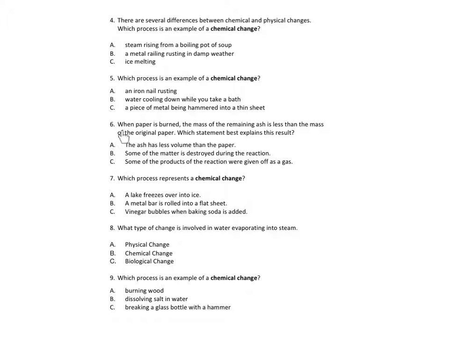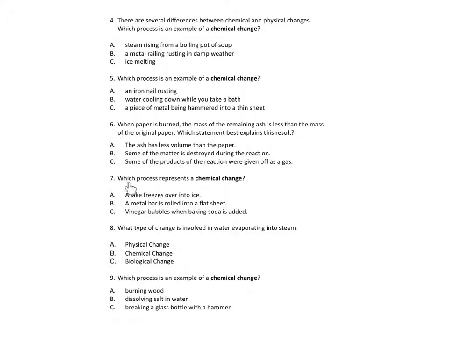Number 6. When paper is burned, the mass of the remaining ash is less than the mass of the original paper. Which statement best explains this result? A. The ash has less volume than the paper. B. Some of the matter is destroyed during the reaction. C. Some of the products of the reaction were given off as a gas.